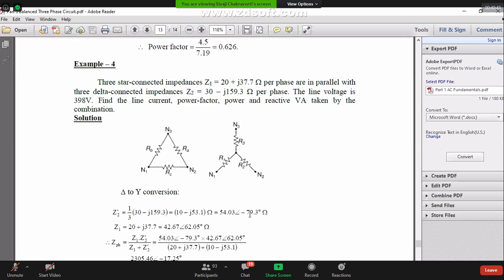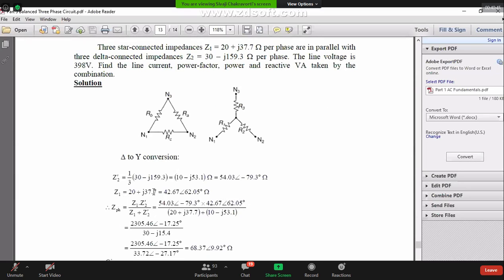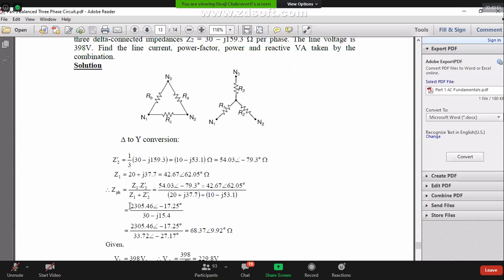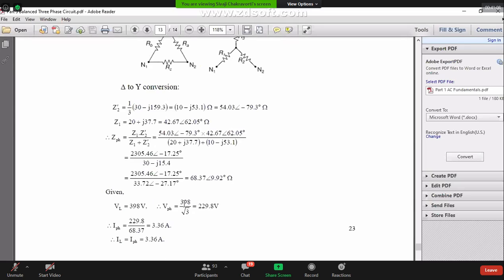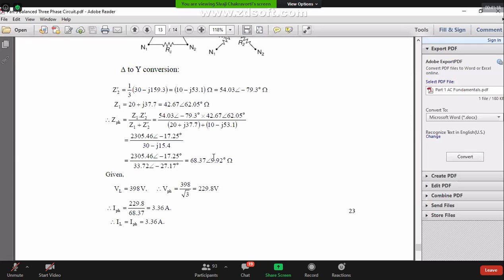Now, the next question is whether I should convert star to delta or delta to star. If it is a balanced circuit, you can do either one. That means you can convert delta to star or star to delta. For example, here the solution is given as delta to star conversion. This delta is converted to its equivalent star. When it is an equivalent star, this neutral is at earth potential, and this neutral is also at earth potential. So naturally we can say they are in parallel.